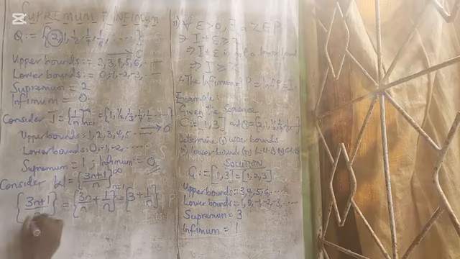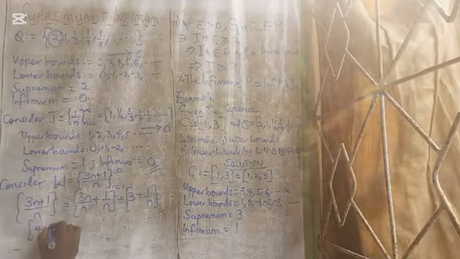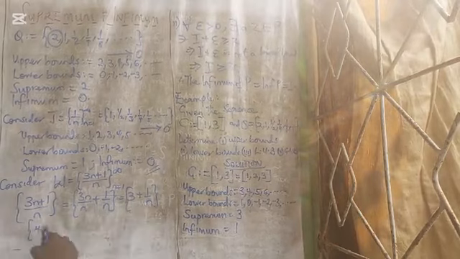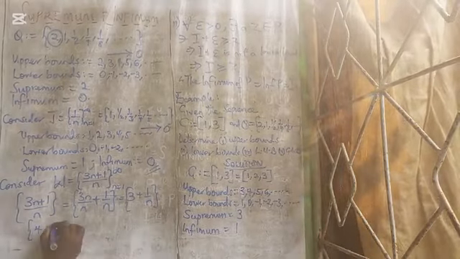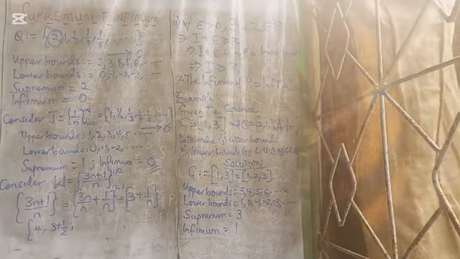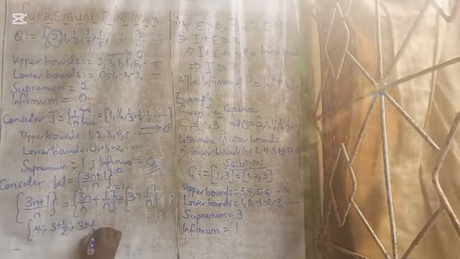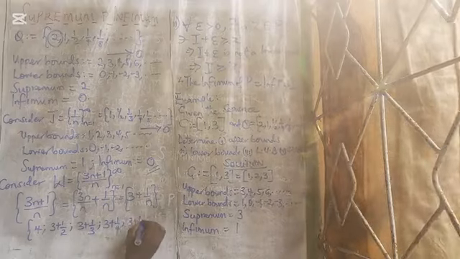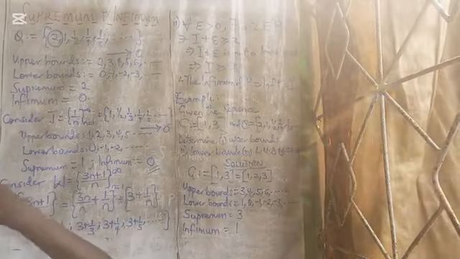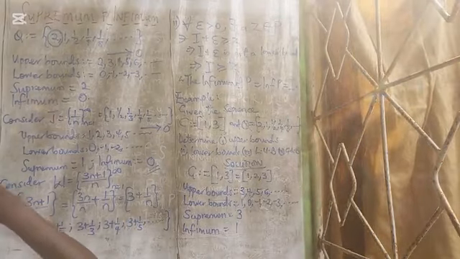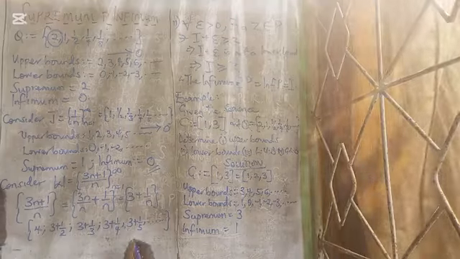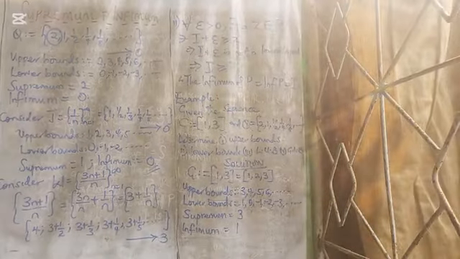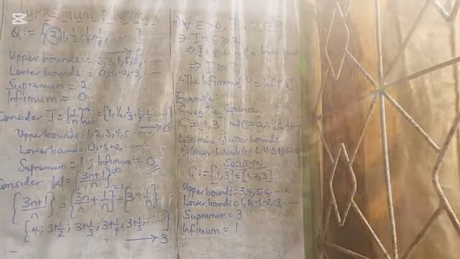So what will be the terms of the sequence? I have 4, that's 3 plus 1. The next one is 3 plus 1 over 2. The next is what? 3 plus 1 over 3. The next is 3 plus 1 over 4. The next is 3 plus 1 over 5. And it continues like that. But if I look at it carefully, we can see that this is doing what? It is tending towards 3. So what are our upper bounds, our lower bounds, our supremum, and our infimum?